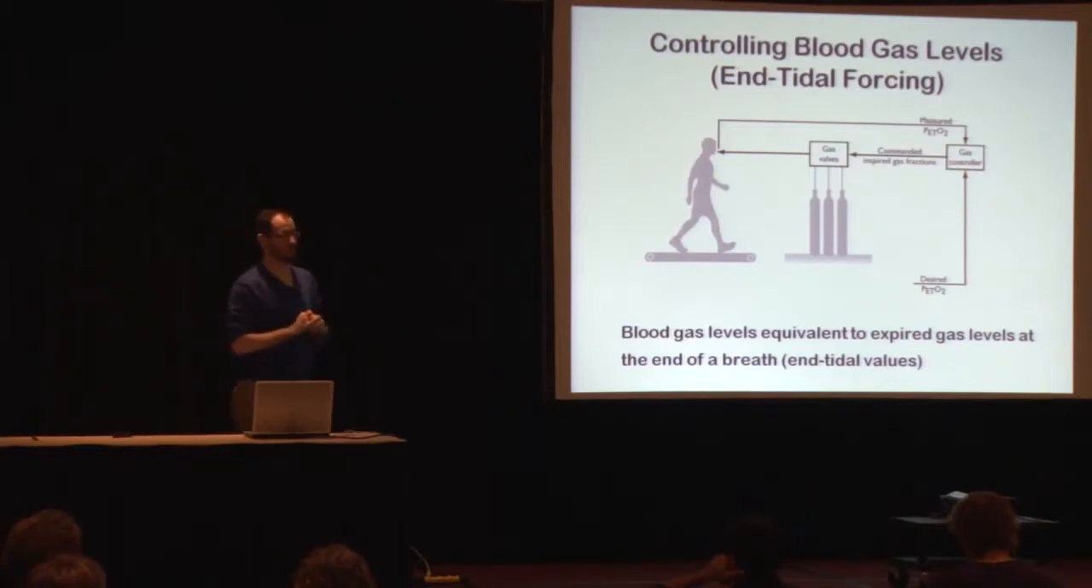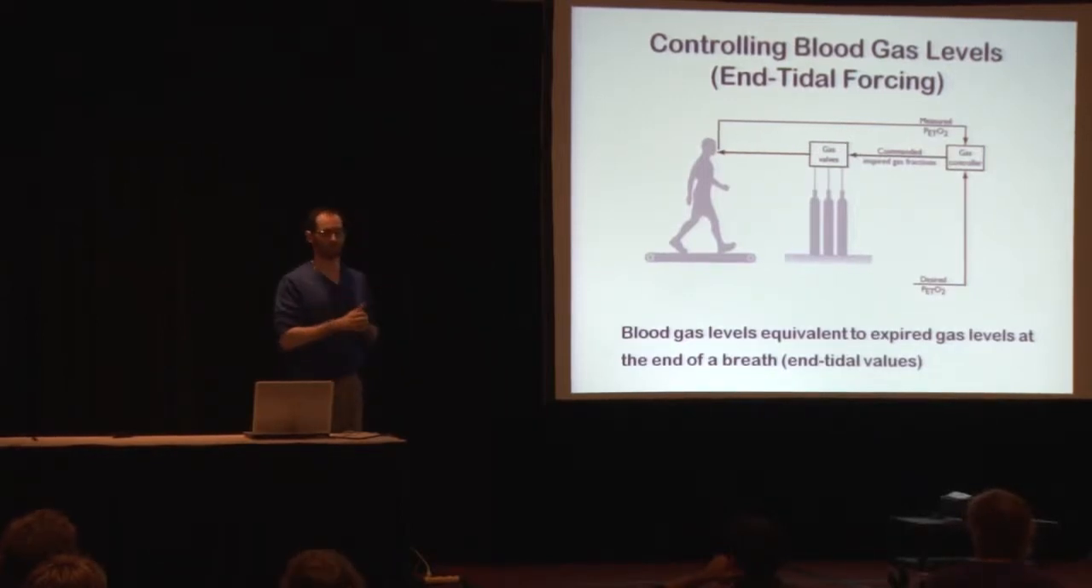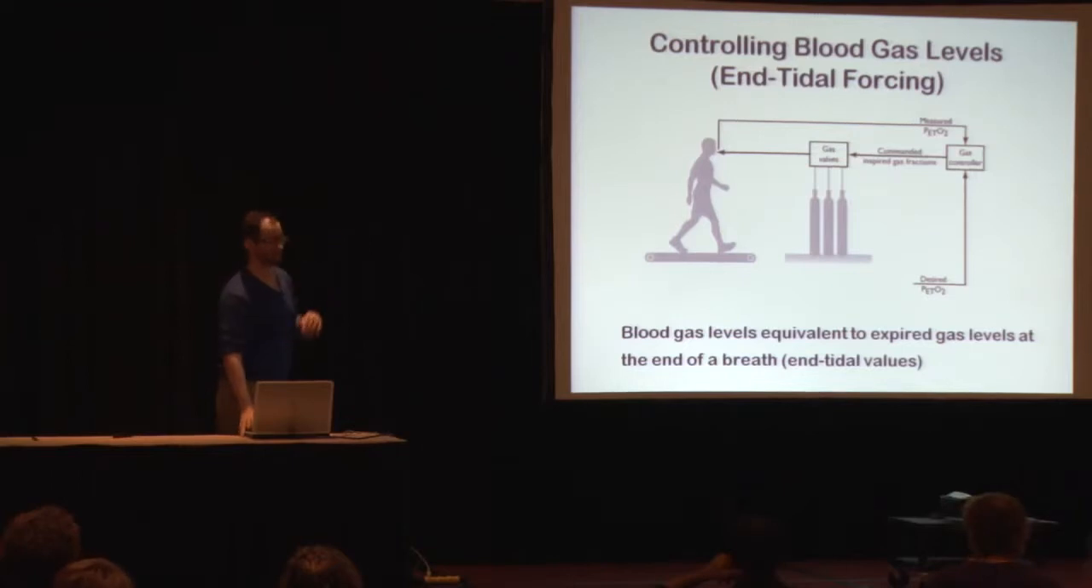So if we can measure the gas concentration at the end of exhale, it tells us a good bit about what the blood oxygenation is, or blood levels of carbon dioxide. And so we're going to have a desired gas level, and then we're going to have this measured gas level, and then use a feedback control system to be constantly, breath by breath, adjusting the inspired levels of air to get the blood levels to be what we want. We started with a simple PID controller, and then it's evolved over time.